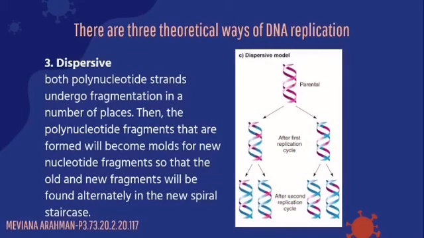And the last one is dispersive. Both polynucleotide strands undergo fragmentation in a number of places. Then, the polynucleotide fragments that are formed will become molds for new nucleotide fragments, so that the old and the new fragments will be found alternately in the new spiral staircase.